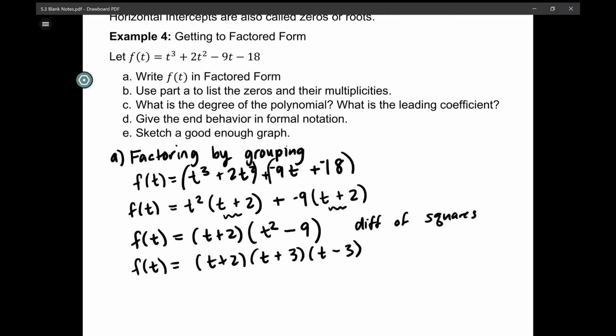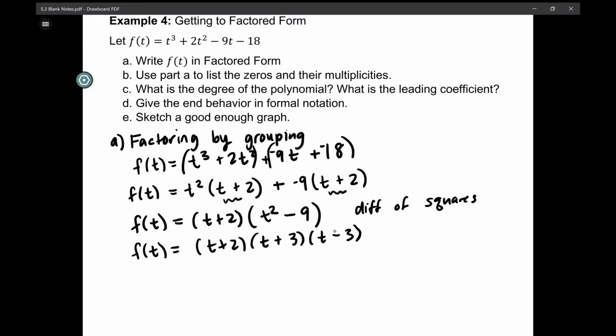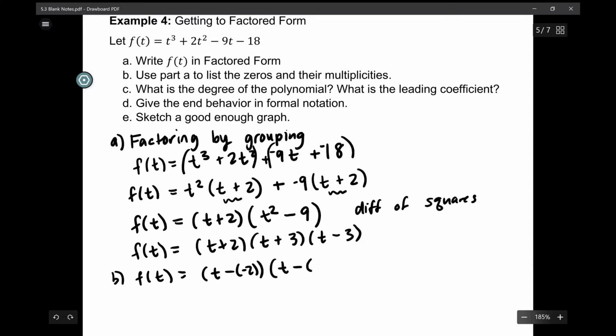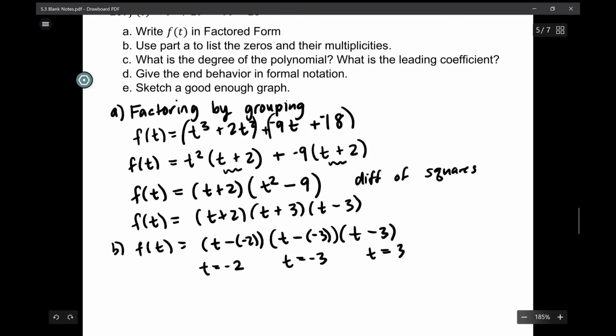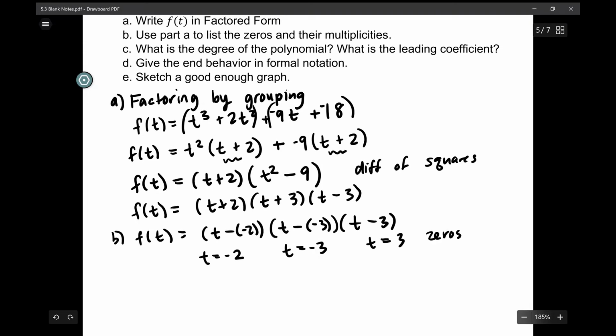Now, in part B, we can list our zeros and their multiplicities. So part B, well, let's rewrite this just for fun. F of t equals t minus negative 2. Remember when we wrote the roots, we wrote t minus negative 3 and then just t minus 3. So our roots are t equals negative 2, t equals negative 3, and t equals 3. Those are our zeros, our roots, our horizontal intercepts, however you want to list those. And they each have multiplicity 1.